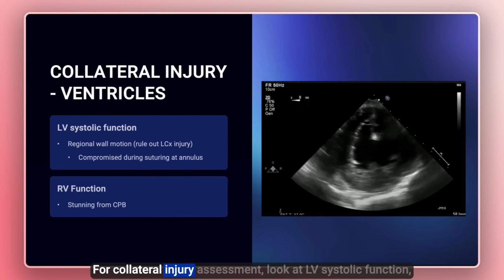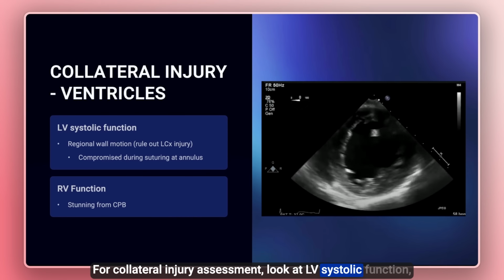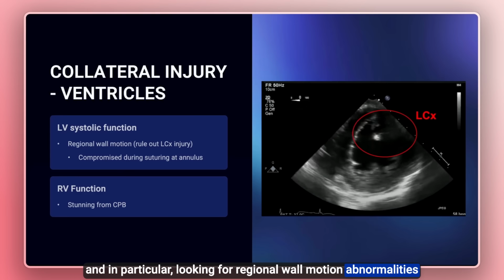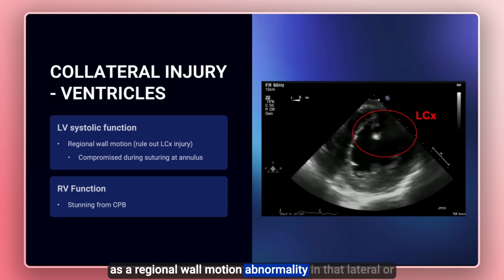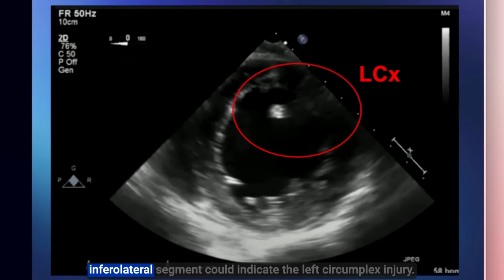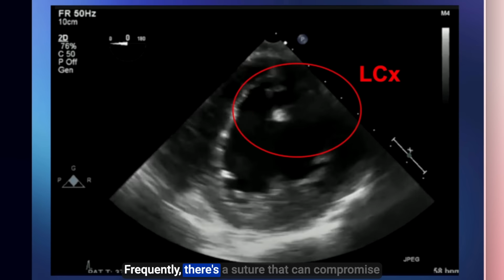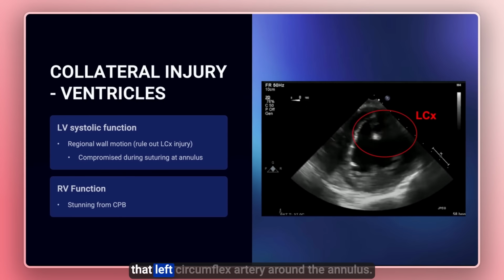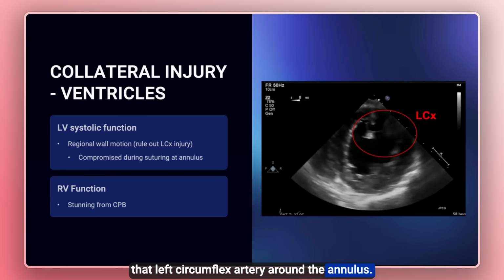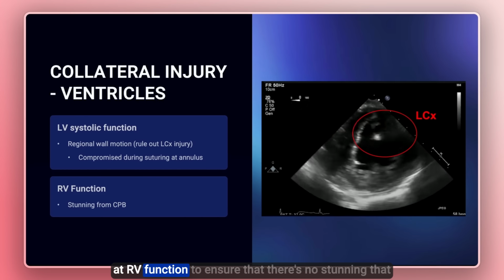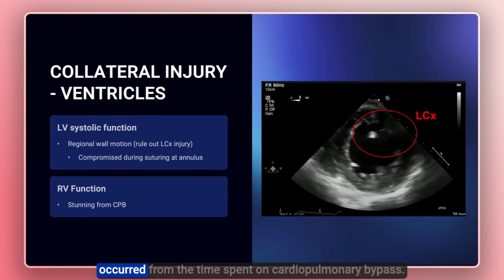For collateral injury assessment, look at LV systolic function, and in particular, looking for regional wall motion abnormalities, as a regional wall motion abnormality in that lateral, infralateral segment could indicate the left circumflex injury. Frequently, there's a suture that can compromise that left circumflex artery around the annulus. Also, to round out our ventricular assessment, look at RV function to ensure that there's no stunning that occurred from the time spent on cardiopulmonary bypass.